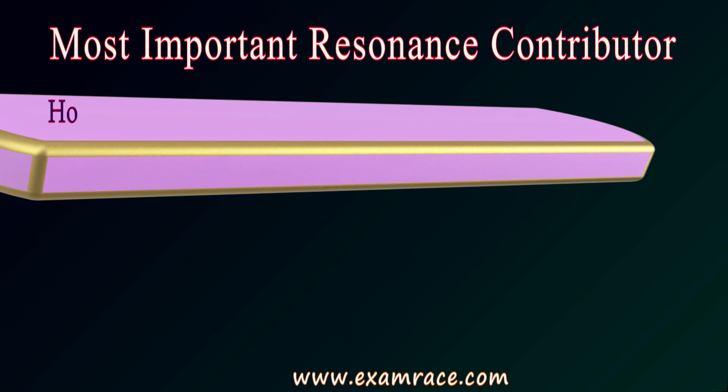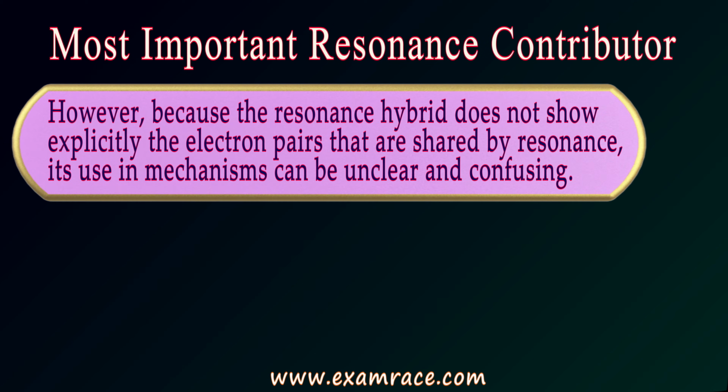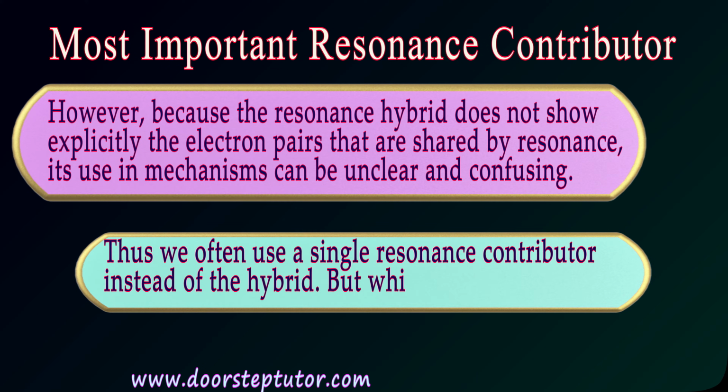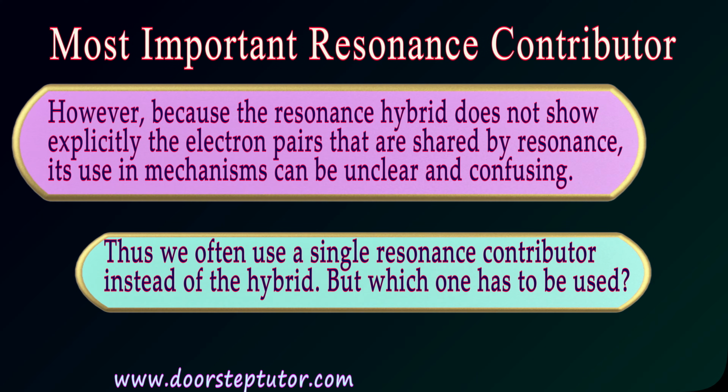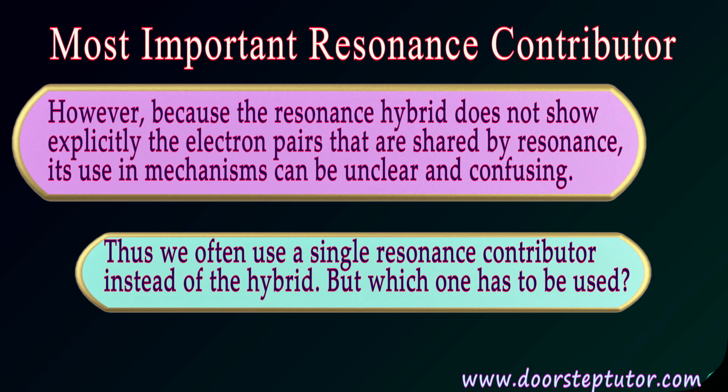But what happens is that the resonance hybrid structure does not show the electron pairs that are shared by resonance clearly. So the mechanism by the resonance hybrid structure is unclear and confusing. So here the question arises: we often use a single resonance contributor instead of the hybrid, then which one has to be used? From the resonating structures, which structure should we pick to show the best resonating contributor?